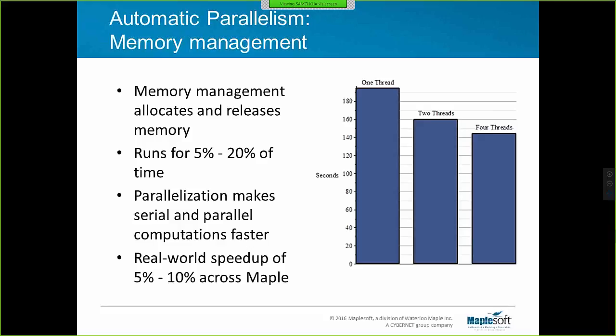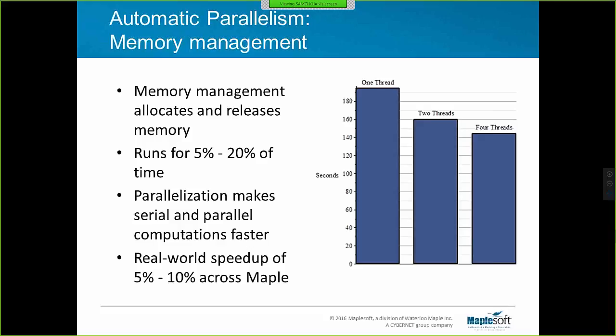The memory management system in Maple allocates memory for specific operations and then releases that memory for other operations. This process takes advantage of multiple cores, speeding up even serial operations. In addition, if you're running parallel code, the system takes better advantage of thread-specific memory management. This gives an overall increase in parallel performance.